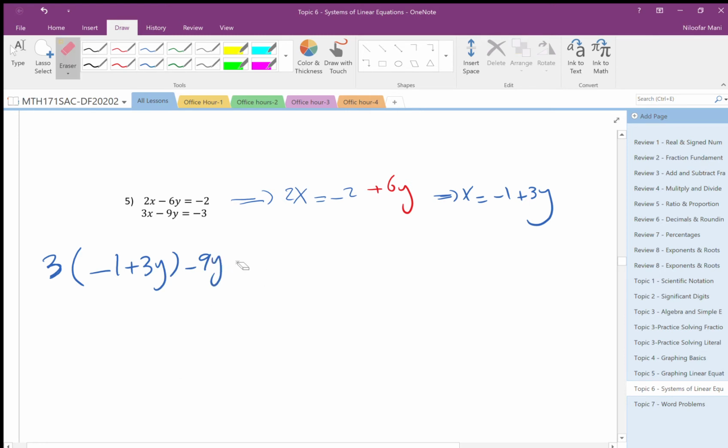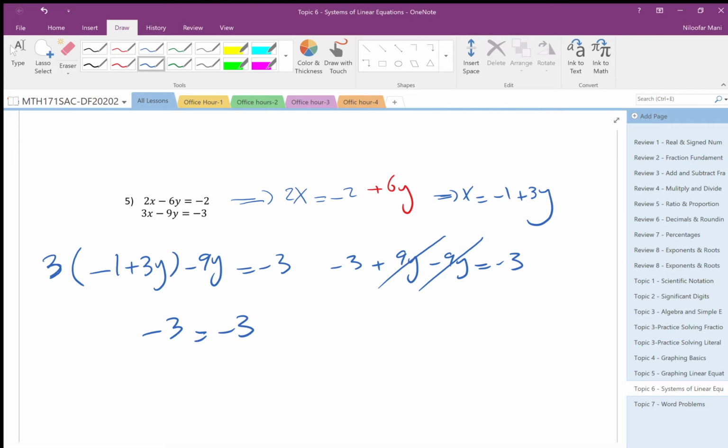All right, and then I see it's minus 3 plus 9y minus 9y equal minus 3. This and this cancel. You will see minus 3 equal minus 3, which is always true. This is always possible. This is always correct. So that's always true. When I reach something which is always true, it means I have infinity number of solutions. So I have many solutions. This means I have just the same equation, and I didn't notice this.